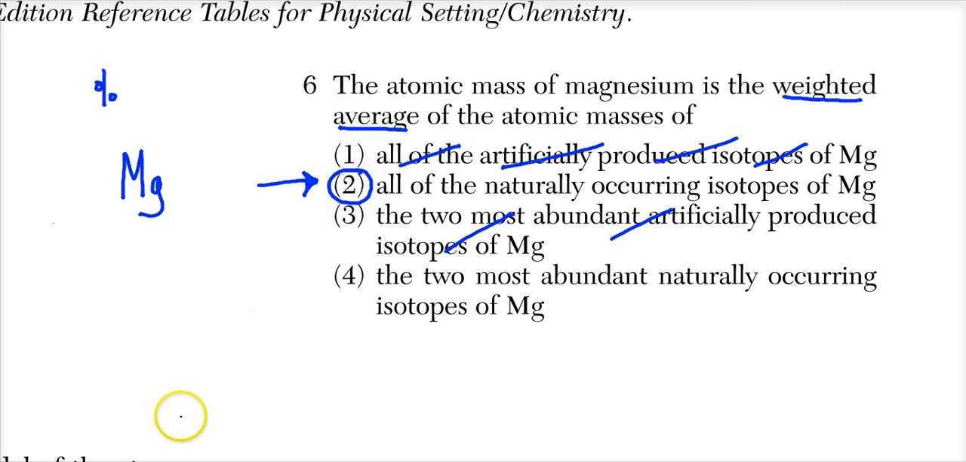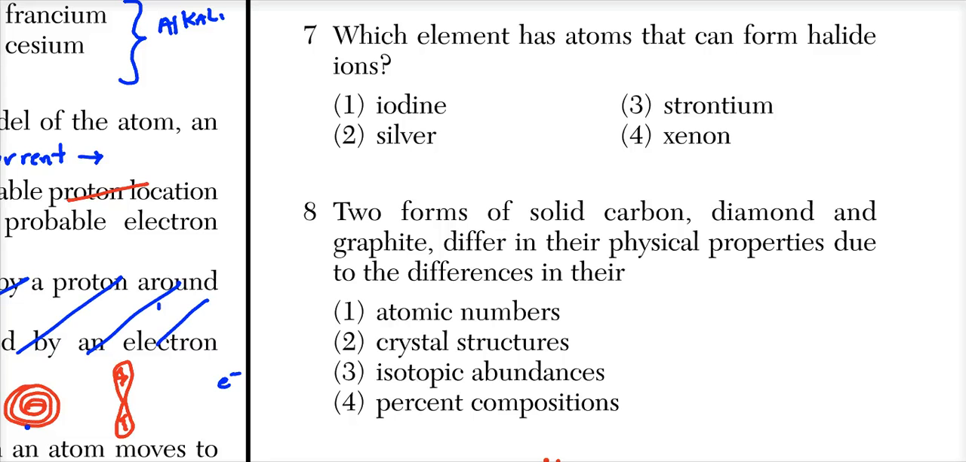So 6 is 2. Number 7. Which element has atoms that can form halide? Halide.